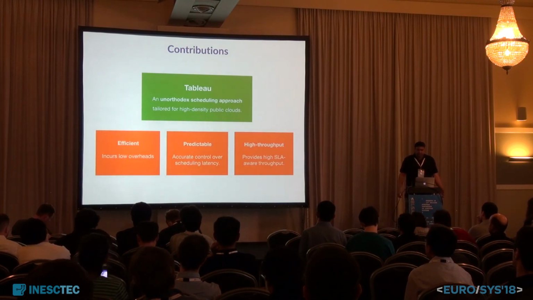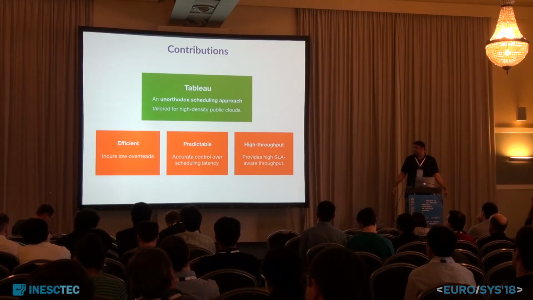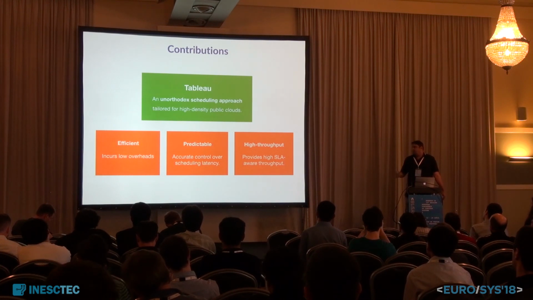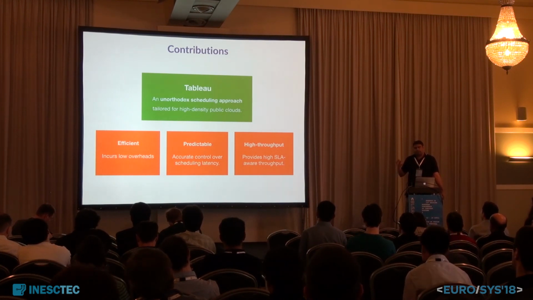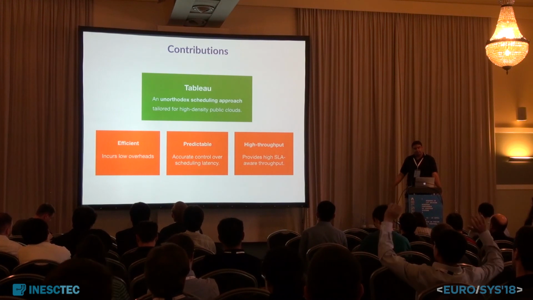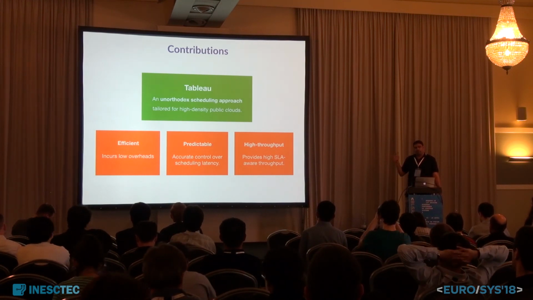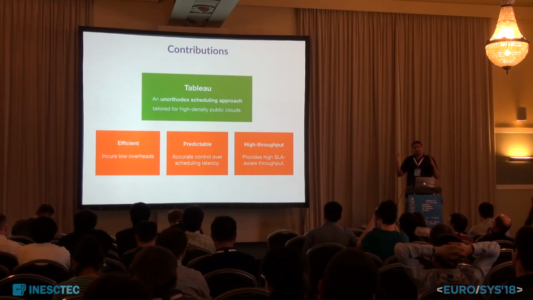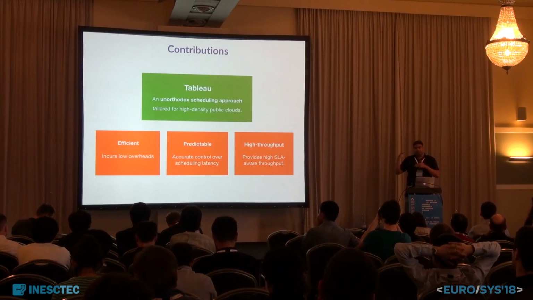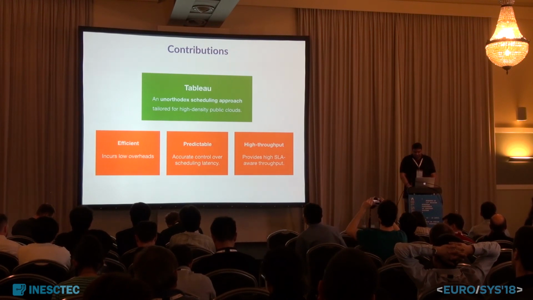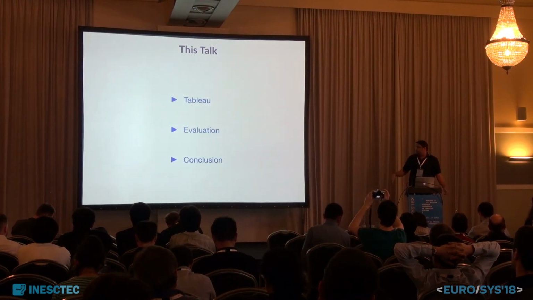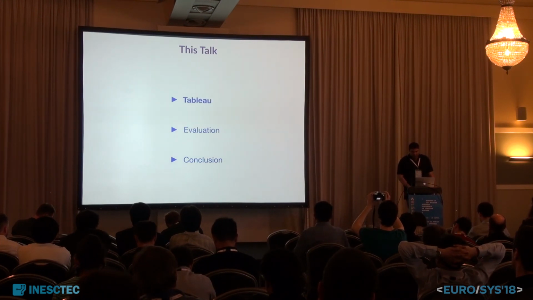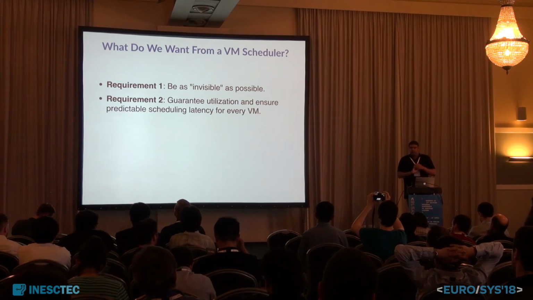In the paper, we showed that Tableau is efficient in that it incurs low runtime overheads. It's predictable in that it enables very accurate control over the scheduler-induced delay, which I term scheduling latency, and it's high throughput. In particular, it provides very high SLA-aware throughput, which is the maximum throughput given a certain bound on tail latency. All right, so for the rest of the talk, I'm just going to briefly talk about the design, present some results, and conclude.